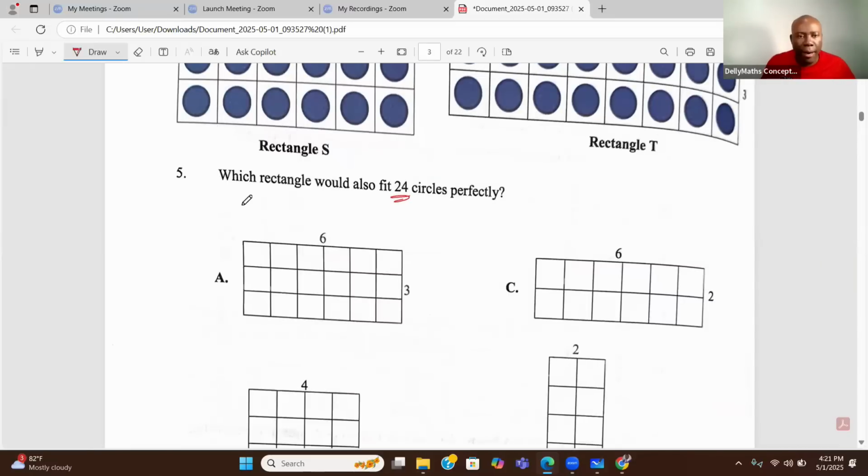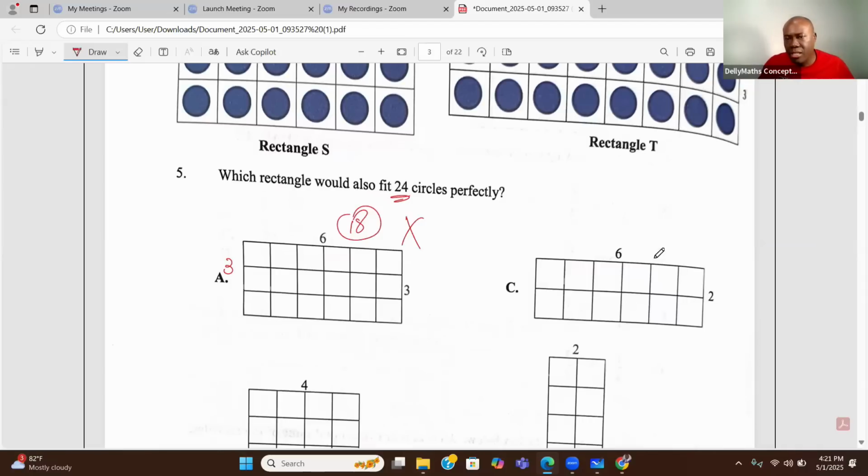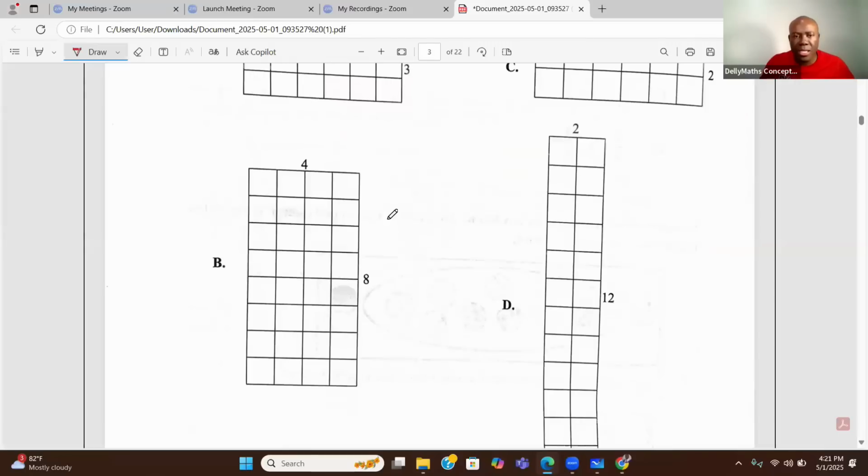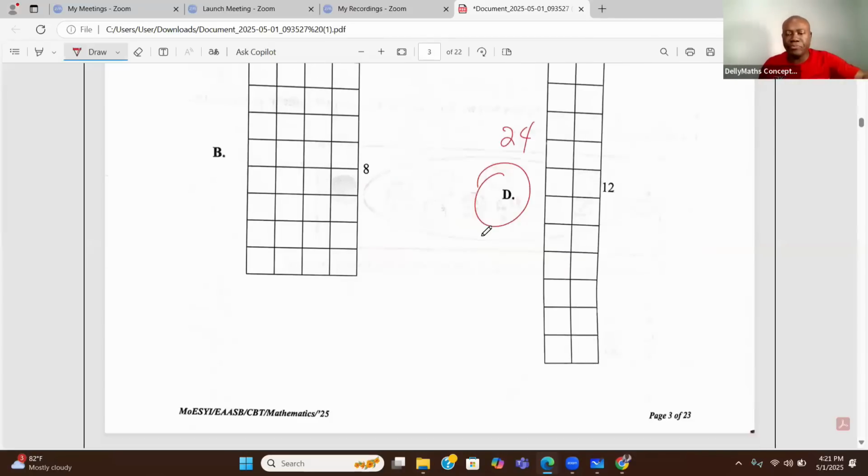So let us go. This is 3 times 6. This is 18. This is not it. This is 12, as in 6 times 2, which is not it. We're looking for 24. This is 8 times 4. This is 32. This is not it. But 2 times 12 is 24. So it's going to be D. All right, so we have D for that one.